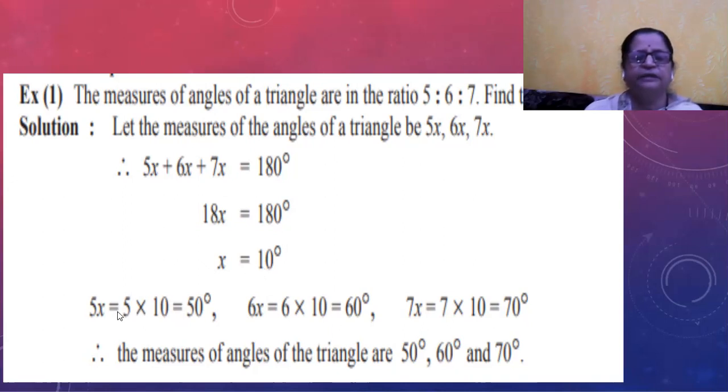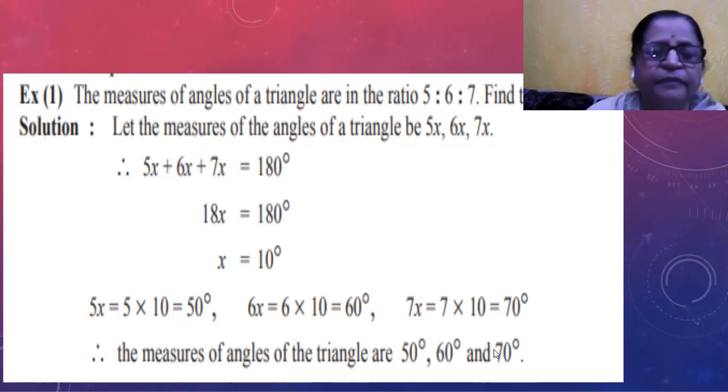Therefore, we get the measure of each angle. 5x: the value of x is 10, so 5 into 10 is equal to 50. 6x, 6 into 10 is equal to 60. And 7x, 7 into 10 is 70. Therefore, the measures of the angles of the triangle are 50 degrees, 60 degrees and 70 degrees.